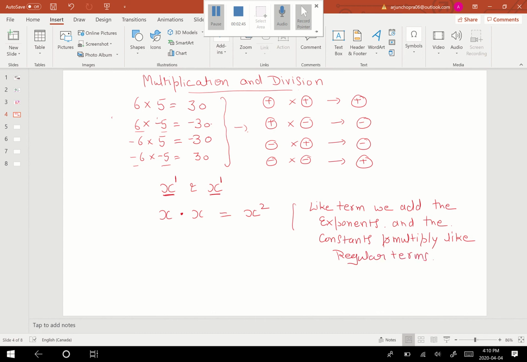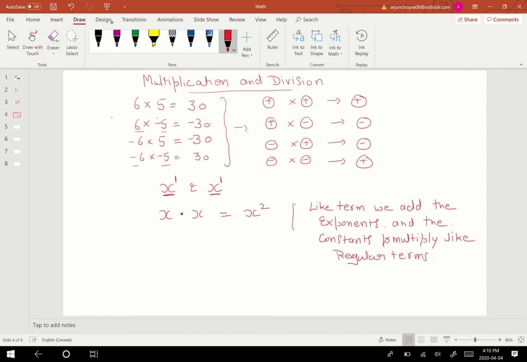So in this case, if I look into the details of this question which we've taken, if there is nothing on top, it means there is always a 1 on top. Are they like terms? Yes, they are like terms. So when we have like terms, we add the exponents. The exponent of this one is 1 and the exponent of this one is 1. So I added the exponents and got the answer as 2. 1 plus 1 is 2.